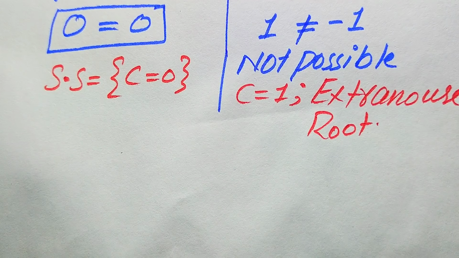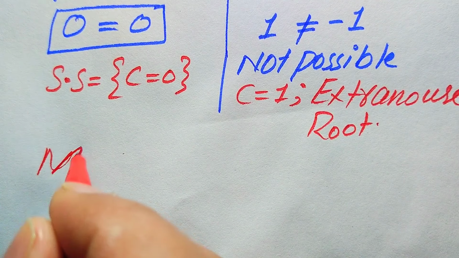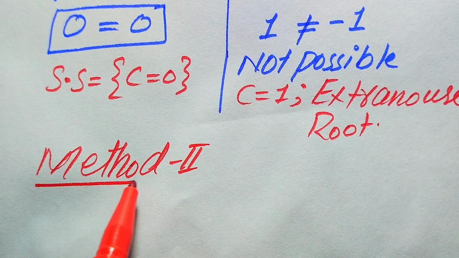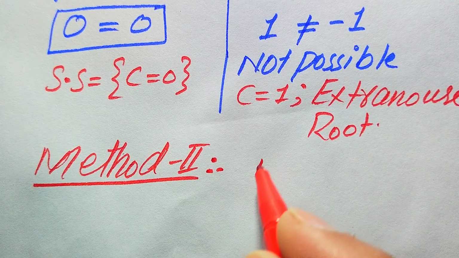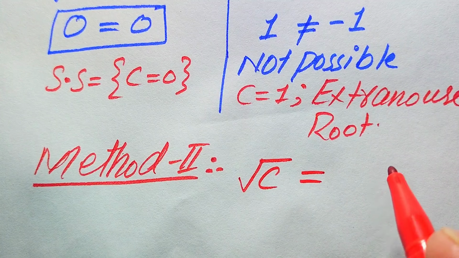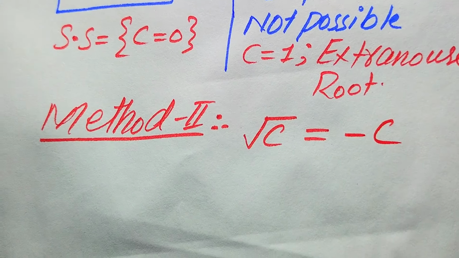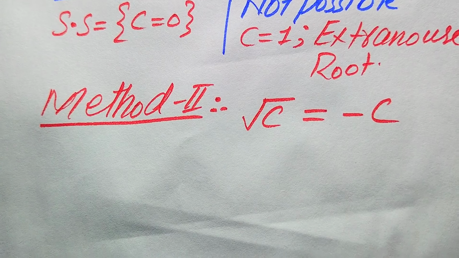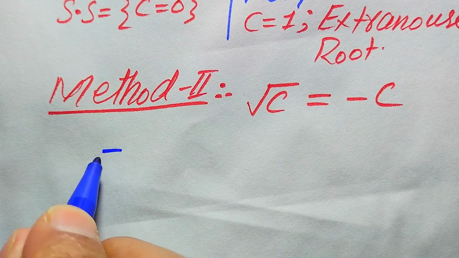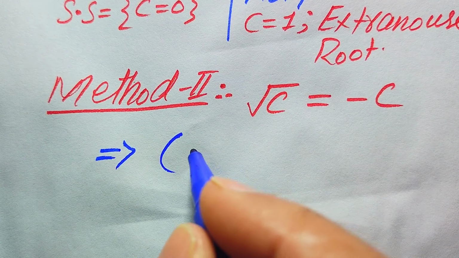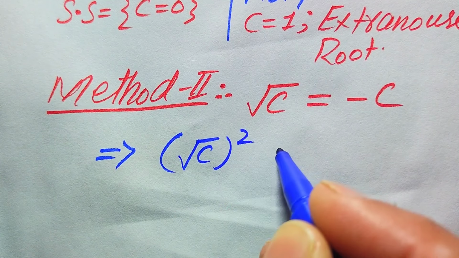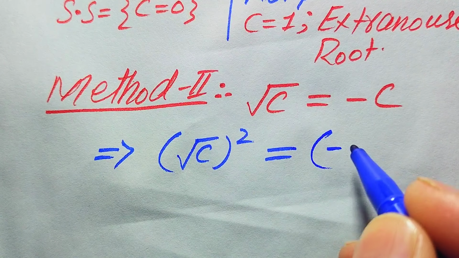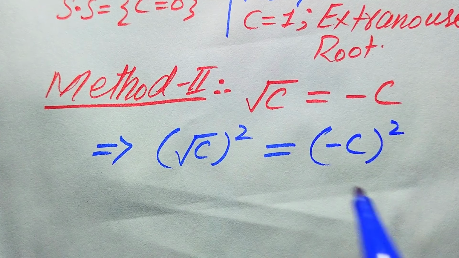So this is our final answer from the first method, and now we again solve this problem using the second method. For the second method, we need to copy down the given question statement. Here it is: square root of c equals minus c. This is our given question statement. In the second method, we directly square both sides. So when we apply squaring on both sides, it will be written as square root of c whole square equals minus c whole square.